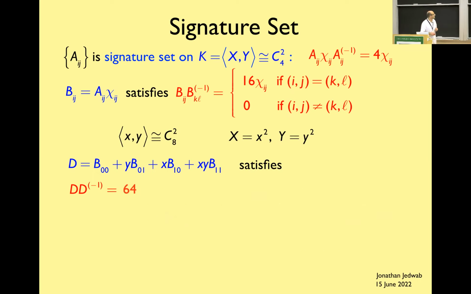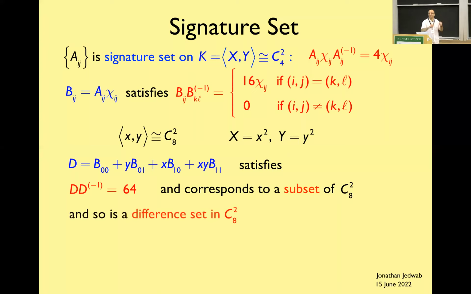So we just showed that we're almost there. And not only have we got this, it had to correspond to a subset. So that expression D has to include every element of the group, either with a +1 or a -1 coefficient, because of the various things that I did to get there. That's true. And having done that, we have a different set in C8 squared.